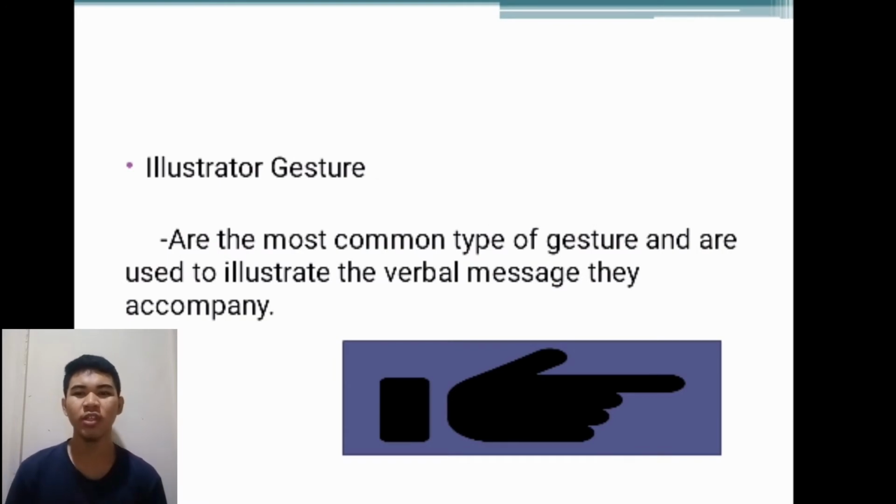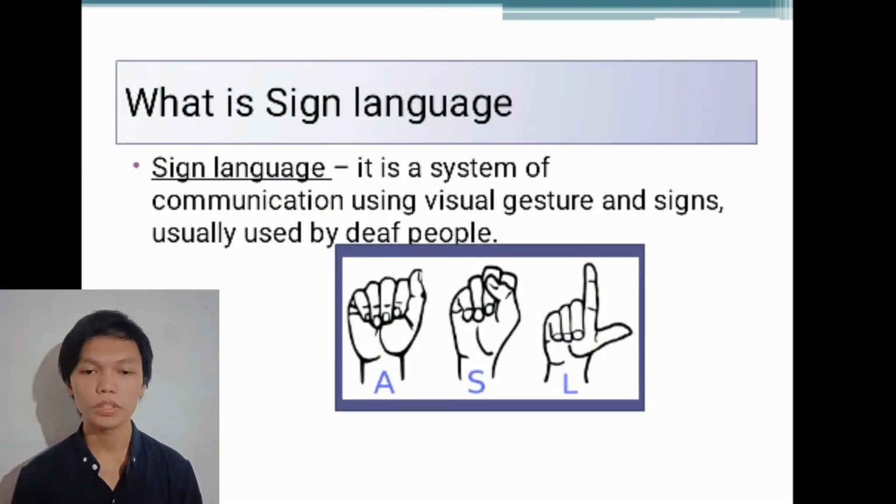Okay, let's move on to illustrators gestures. These are the most common type of gestures and are used to illustrate the verbal message they accompany. Unlike emblems, illustrators do not typically have meanings on their own and are used more subconsciously than emblems. These are largely involuntary and natural gestures that flow from us when we speak. The most common type of these are the hand gestures that we make that indicate size or shape of an object.